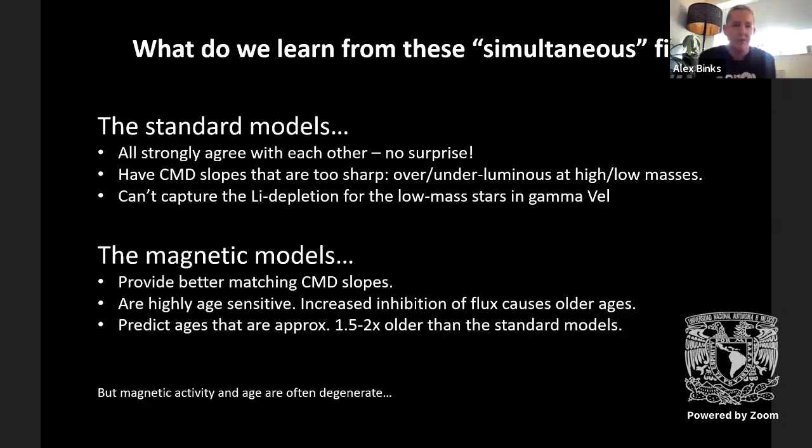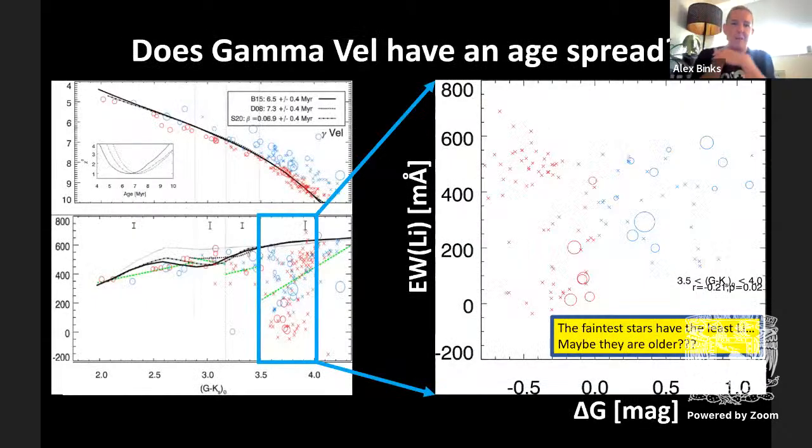On the contrary, magnetic models provide perhaps better shapes at young ages. They're highly age sensitive, and by that I mean the more magnetism you put in them, the older the ages are that are predicted. And they're generally about 1.5 to 2 times older than the standard model predictions. But there's a fly in the ointment, which is that the magnetic activity that goes into the model and the age are degenerate in the fits. So you could have an old, highly magnetically active model, or you could have a young model with no magnetic activity at all. So there's degeneracy. And perhaps we're seeing this with gamma Vel.